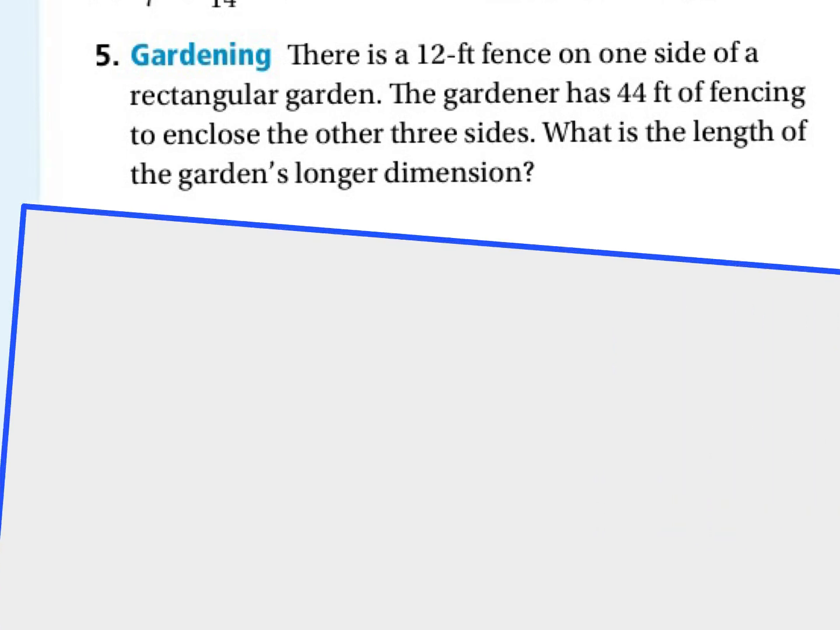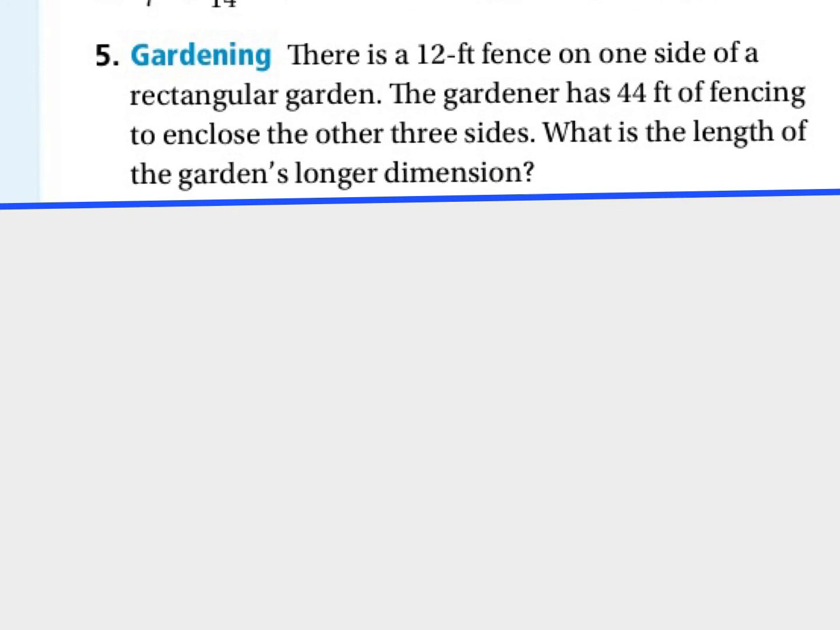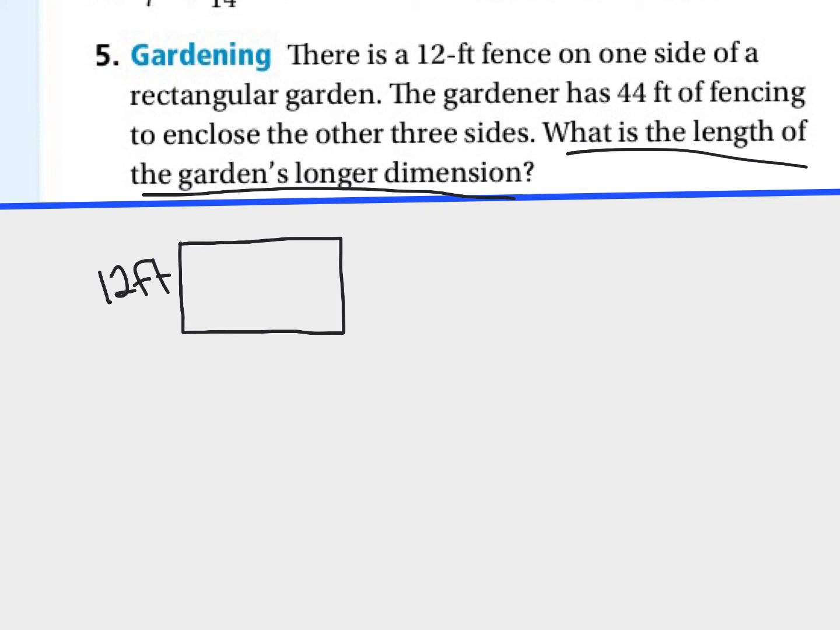So anytime with problems like this, I highly recommend drawing a picture. We've got a rectangular garden. So a 12-foot fence is on one side. The reason I'm putting the 12 there is because it's asking what's the length of the longer dimension. So I know the 12 must be the shorter dimension. And so if there's 44 feet of fencing to enclose the other 3 sides, this is like the length.